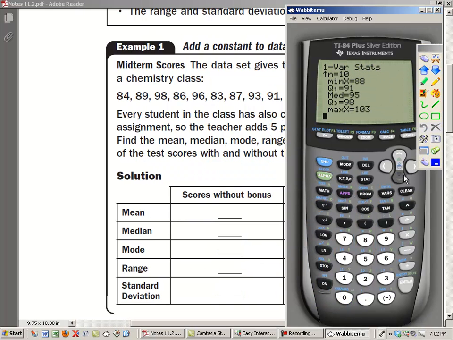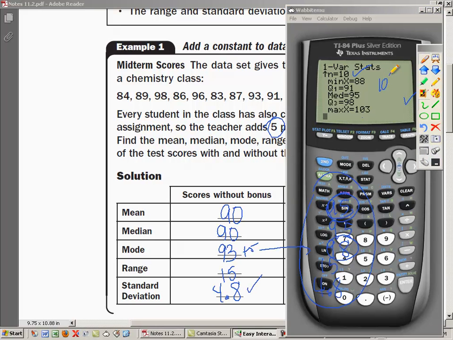So if I scroll down below, you'll see my new median is 95 and my new range becomes 103 minus 88. That's 15. All right, so there's two ways to approach that problem. You can add 5 to all the data and just go ahead and calculate the mean, median, mode, etc., range and standard deviation. Or we can simply follow the rule that says add 5 to all the central tendencies and keep the range and standard deviation the same.